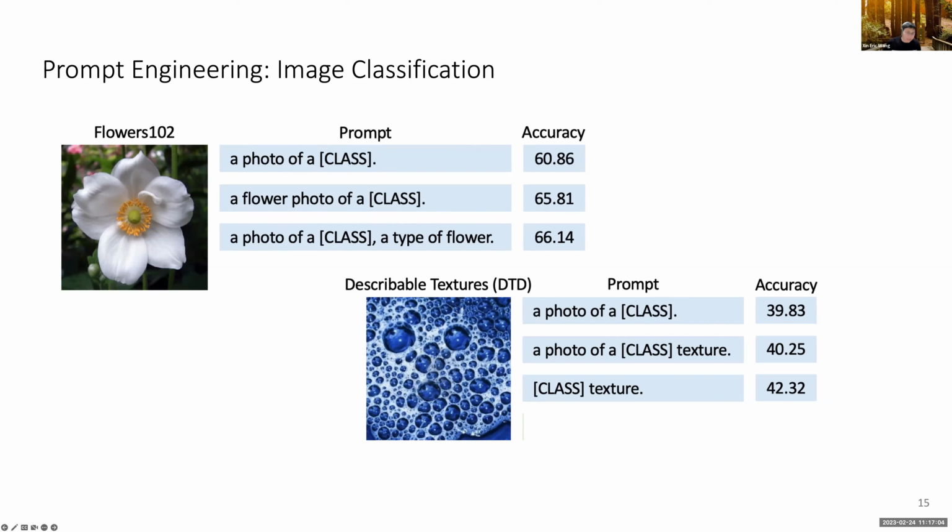so on the task of image classification, you can see for those two examples, if we feed the model with different kinds of text prompts, like a photo of a class, or a flower photo of a class, or a photo of a class, a type of flower, the accuracy would be very different, even though they are associated with the same image, right? And similarly, for this texture image, you can do some prompt engineering. In other words, you can manually design some text prompts to get better performance.